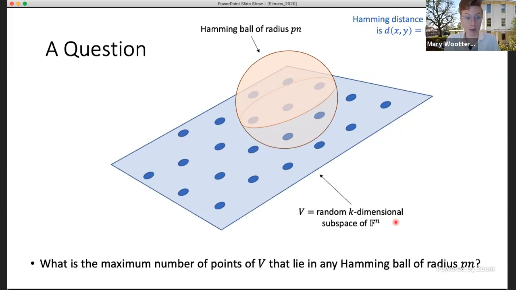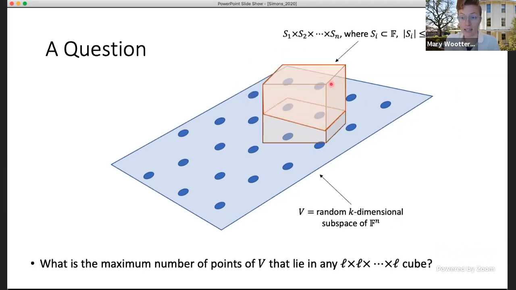Okay, another question you might want to ask, I could just go on all day, I could replace the Hamming ball with some combinatorial rectangle, like S1 cross S2 cross ... cross Sn, where each Si is a subset of my finite field of size not too big. Here, this is the one example where you should not think of F as being F2, but maybe some bigger finite field. Again, I can ask the same question, what is the maximum number of points of my random subspace V that live in any one of these combinatorial rectangles, if I look at all of the possible ones? Again, hopefully I could make some statement of the form, with high probability, there are not too many points in any combinatorial rectangle. Okay, so those are a bunch of questions you can ask.